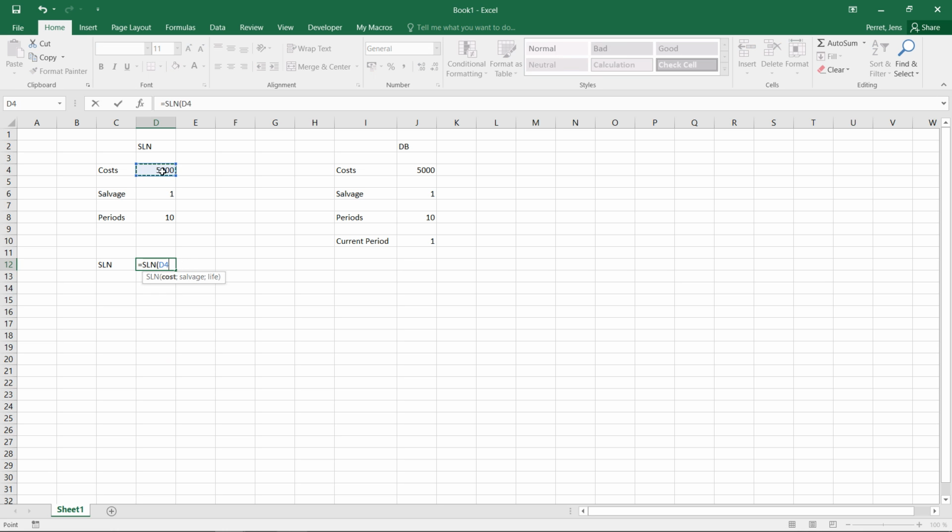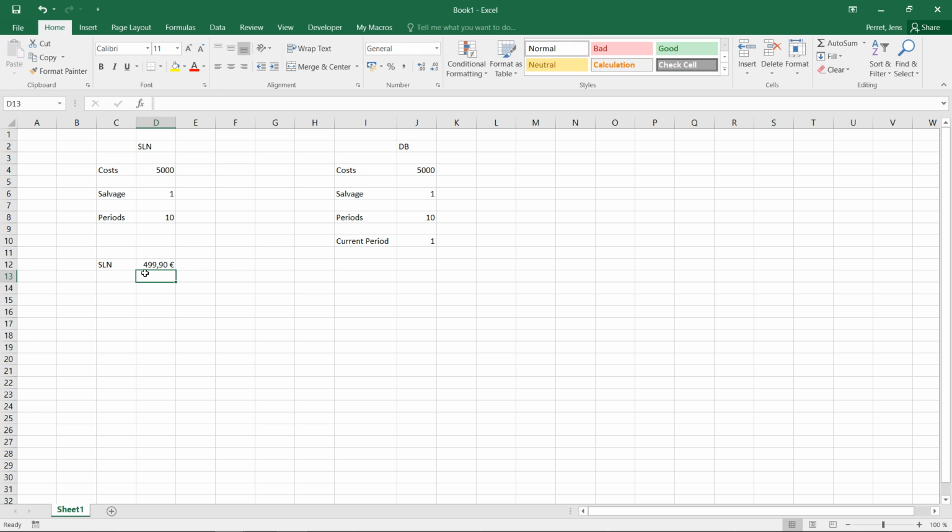Then we have the cost. We have the final value after the depreciation periods. Here I'm putting 1. In this case it could also work with 0, because in this case it's basically split up by the number of periods, which is actually the third and last part, the life.